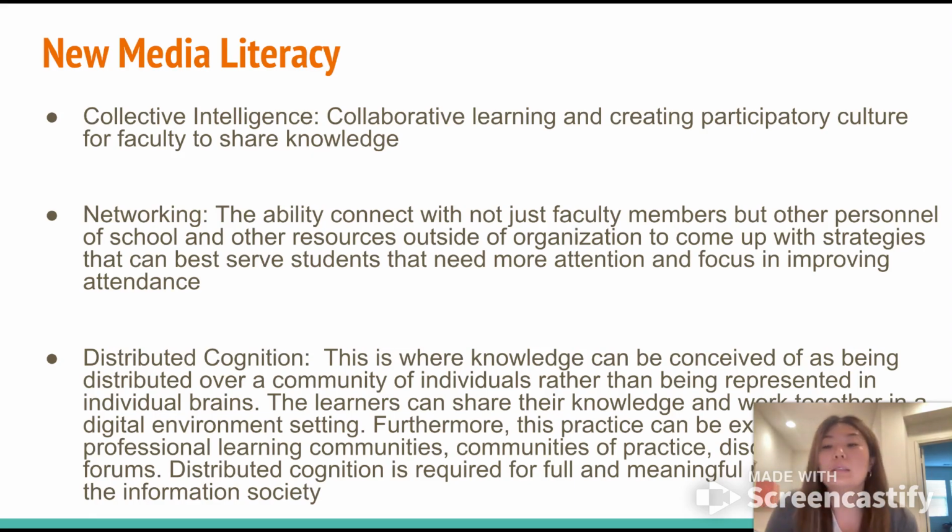And last but not least, we have distributed cognition. This is where knowledge can be conceived as being distributed over a community of individuals rather than just being in a single brain. The learners can share the knowledge. So the common theme here is just sharing knowledge and working together in this online environment.